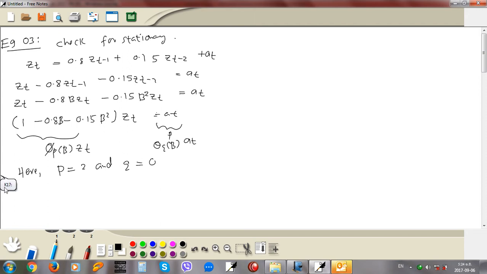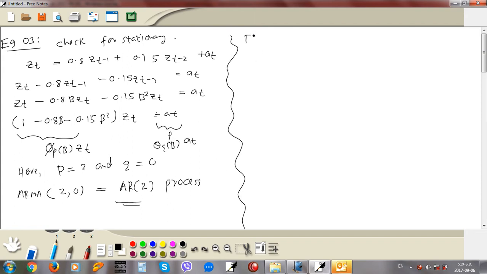So what is the meaning of this? This is an ARMA model with p equals 2 and q equals 0. That means there is no moving average part, so it is equivalent to an AR 2 process. Now we have to check for stationarity. Invertibility we can't check here because there is no moving average part, so that is 0. Then it is not invertible, simply we can say that. But next we have to check for stationarity.